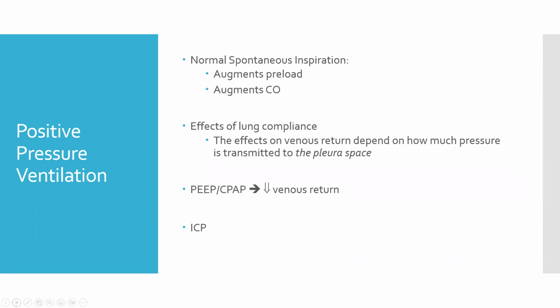PEEP/CPAP decreases venous return. ICP, depending upon what section of the brain is affected by the increase in ICP, assuming there's not just increased ICP, but also an injury somewhere in the brain causing that increased ICP, can have a variable effect.